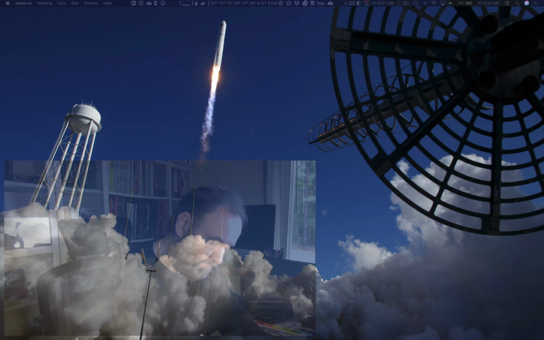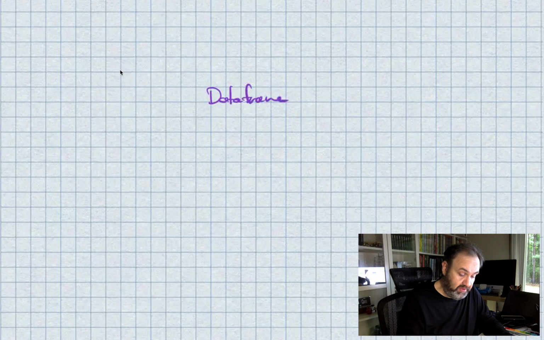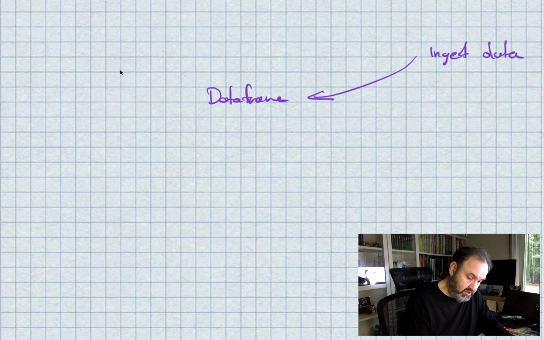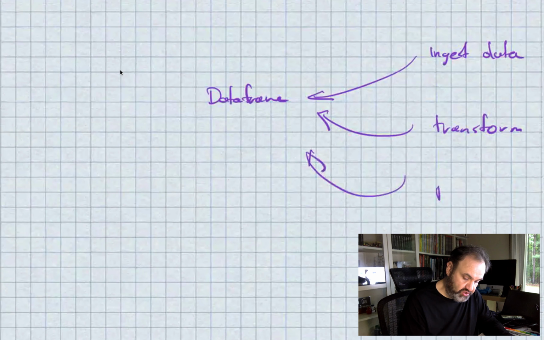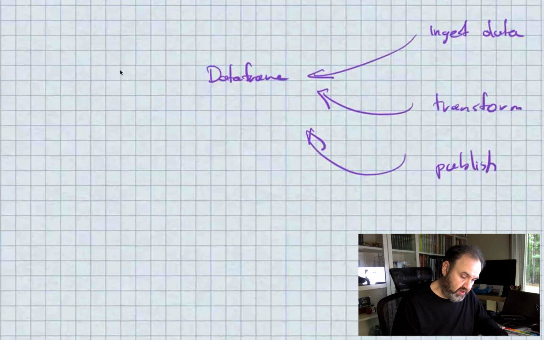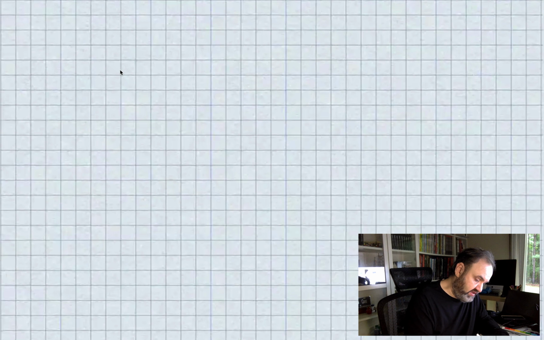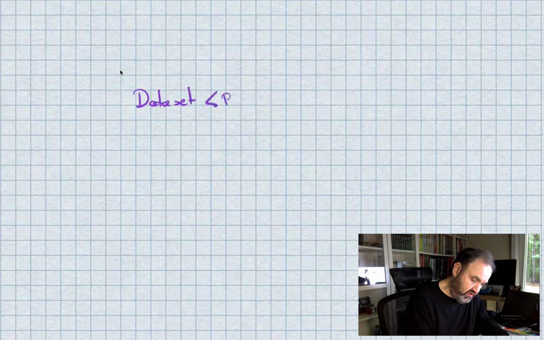So the data frame, as we already saw, is a powerful API where you can ingest the data, you can transform, and you can publish, share, make multiple things with the data frame. Now, the implementation of the data frame in Java is a dataset of row.